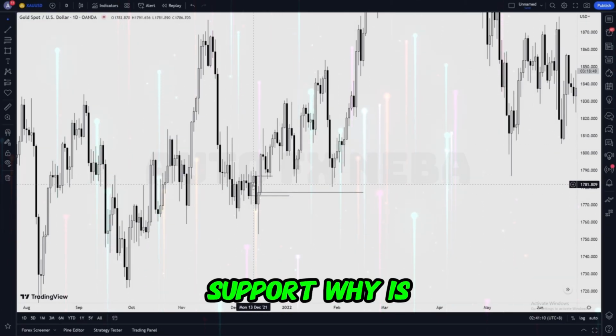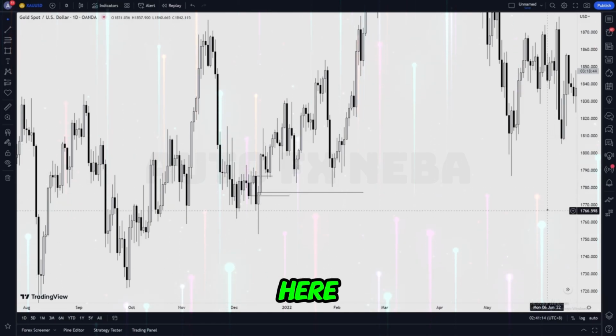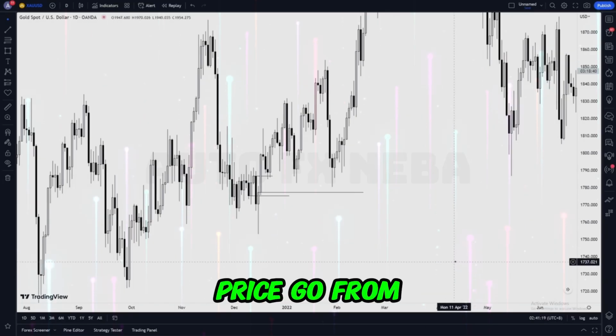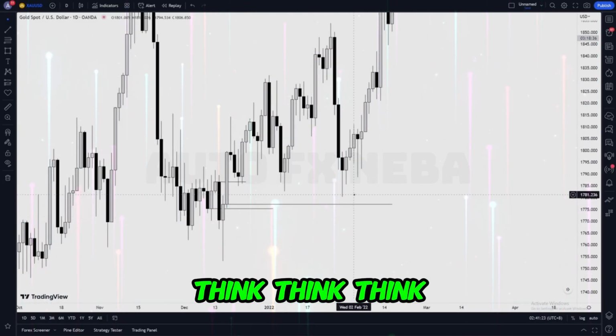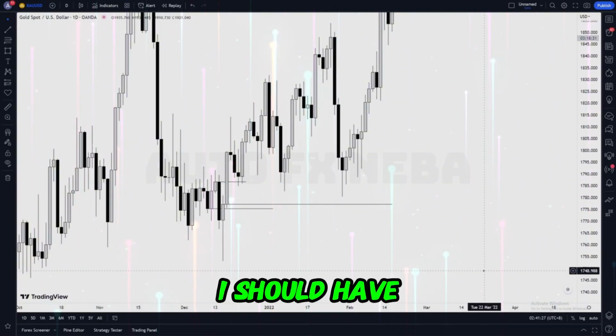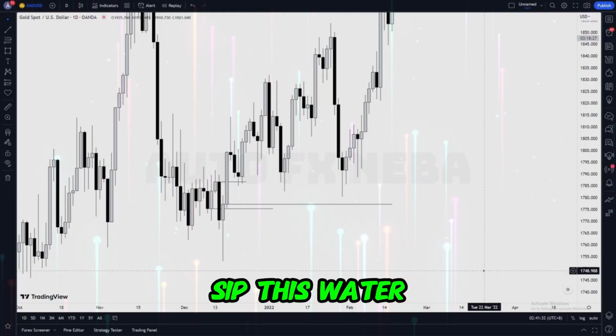Resistance becomes support. Why is this resistance? Buy, sell, resistance, breaks, becomes support. Where did price come from? Here. Sorry, not here, here. Where did price go from? Guys, don't miss this, man. Hold on. No. Think. Price here. Look to the left. Oh, that's the best thing I should have said. Look to the left. Where do you think price came from? While I sip this water.